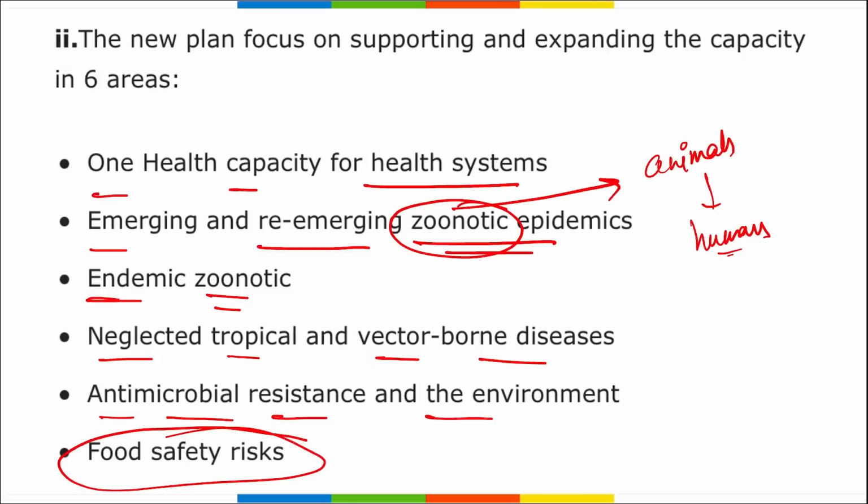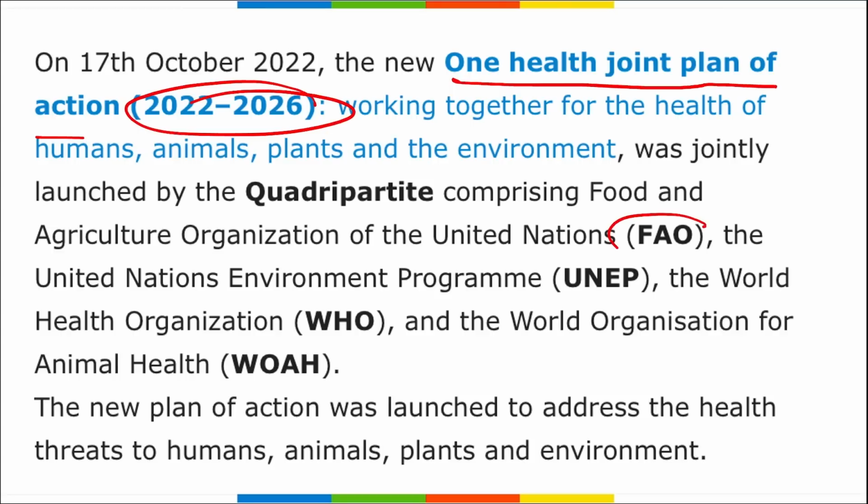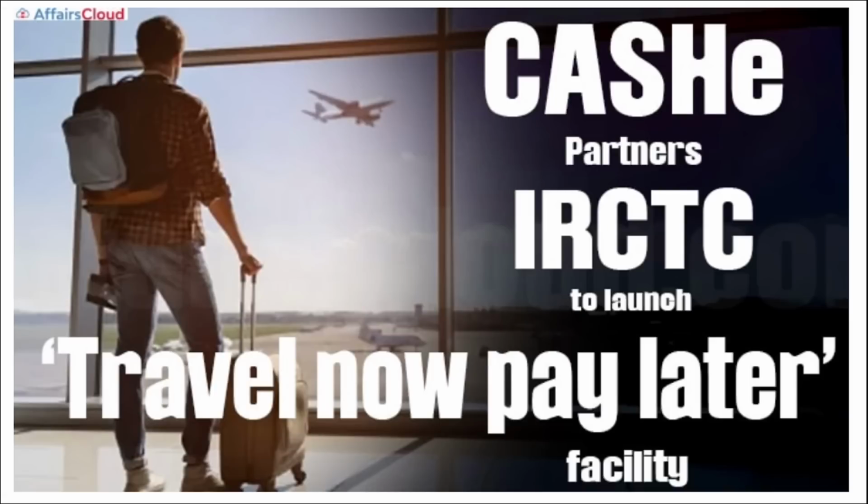Moving on. Next news. Here you can see these 4 organizations, One Health Joint Plan of Action 2022 to 2026: the Food and Agriculture Organization, a part of the United Nations, UNEP, WHO, and the World Organization for Animal Health. Next, Cashe has partnered with IRCTC to launch a travel now pay later facility.